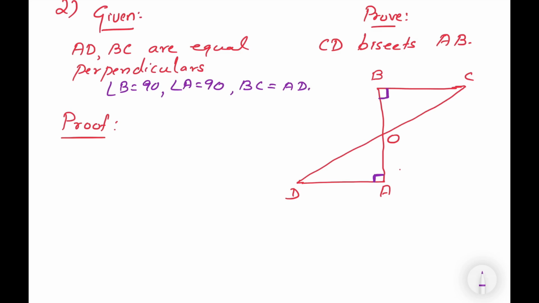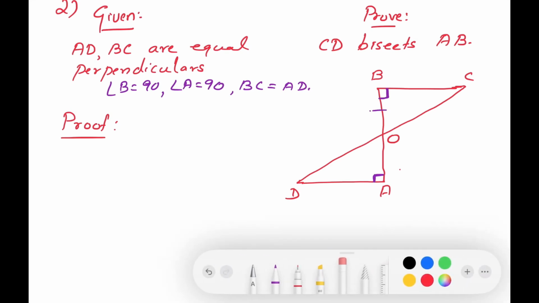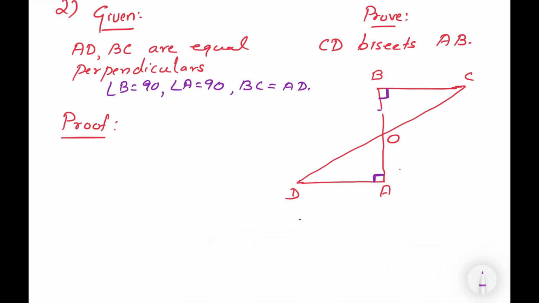You have to prove CD bisects AB. So, CD bisects AB, that means you have to prove these are equal. That means you have to prove OB equal to OA. So, BC equal to AD, we will mark it in the figure.